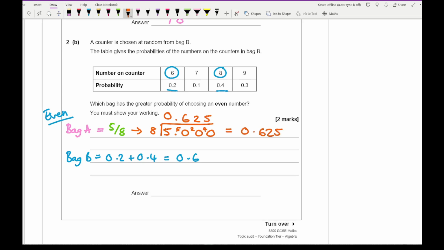Now in the question it says which bag has a greater probability of choosing an even number. So out of these two numbers, which one is bigger? Well, it's going to be 0.625, which is bag A.